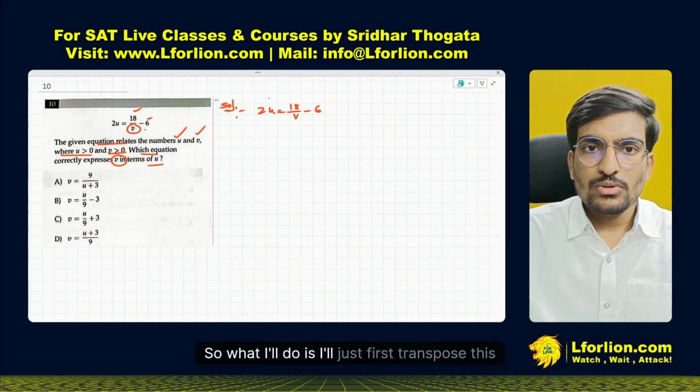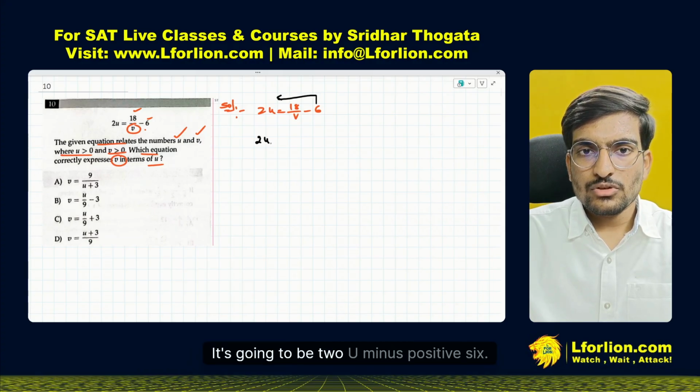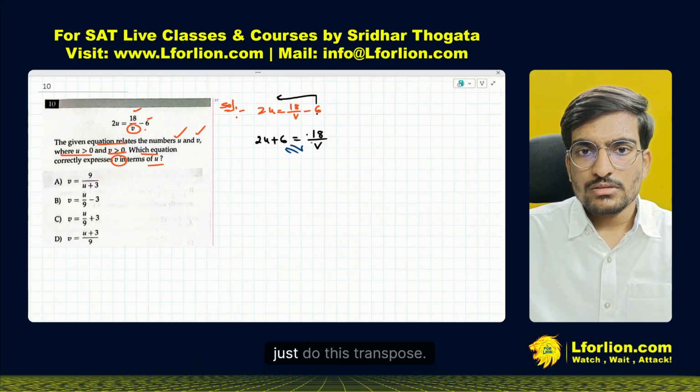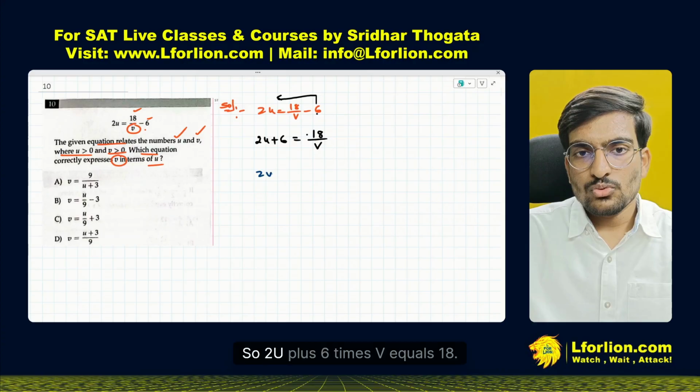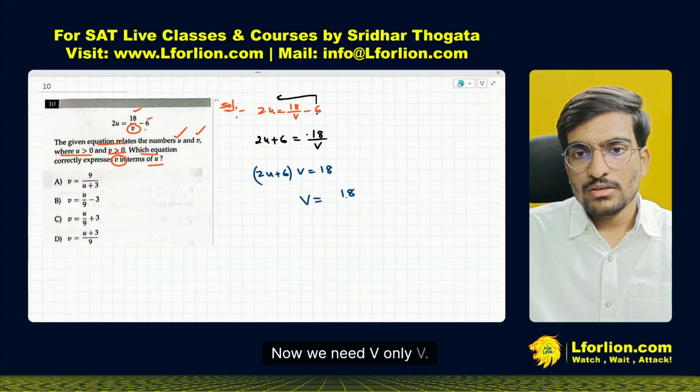So how can we do that? What I'll do is first transpose this 6 to the other side. It's going to be 2u minus 6, and it is negative 6, so it will be positive 6, equals 18 by v. Now this v will go to the other side, or else I'll do it step by step. So 2u plus 6 times v equals 18. Now we need only v, so we divide by 2u plus 6.